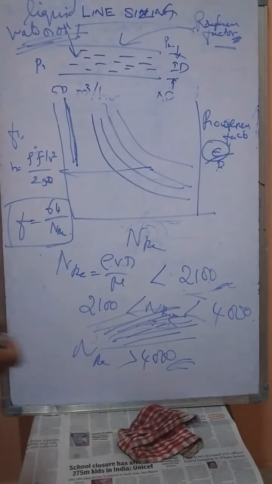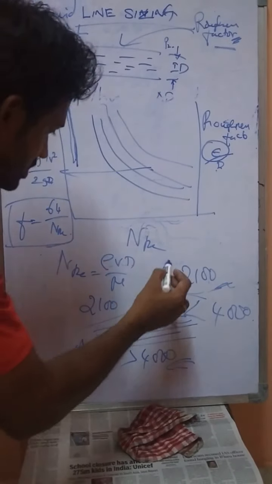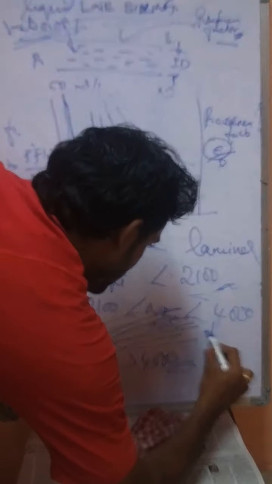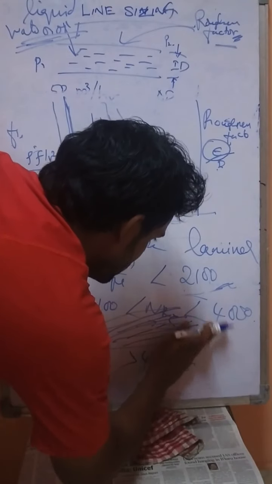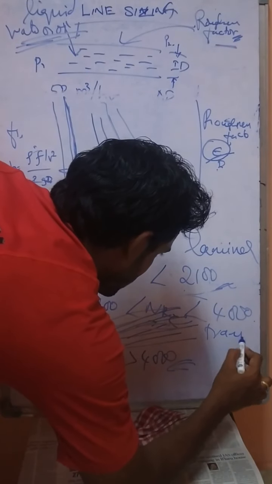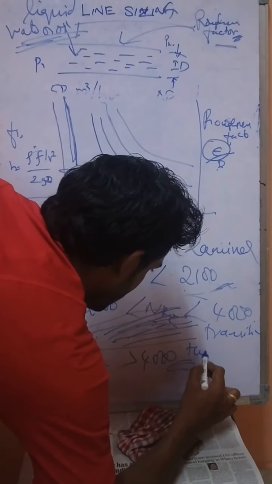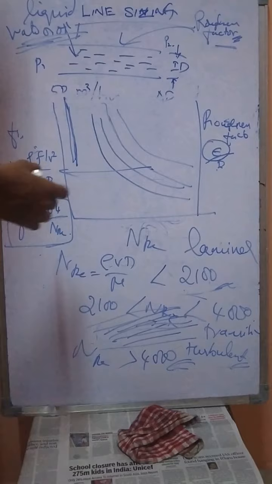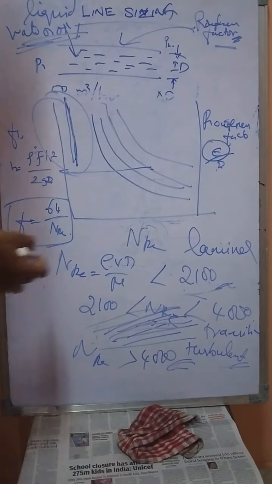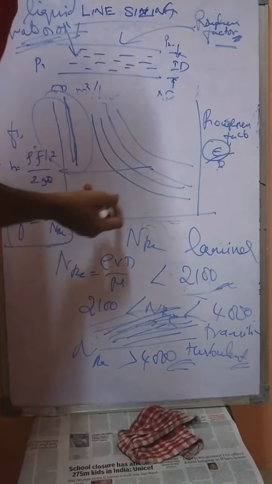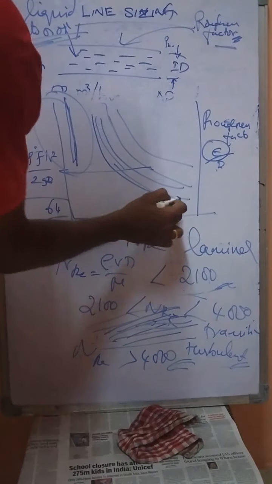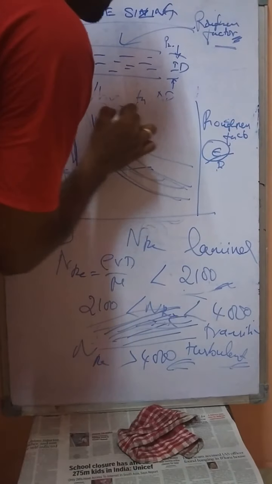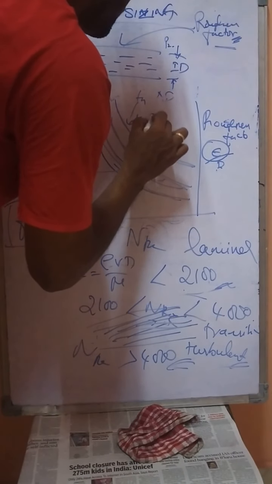So this is laminar, this is transition, this is turbulent. The chart is divided like that. This area is for laminar only. Mostly you will have turbulent flow, so these lines are given for turbulent flow. This is the maximum point where the turbulent flow can be attained.